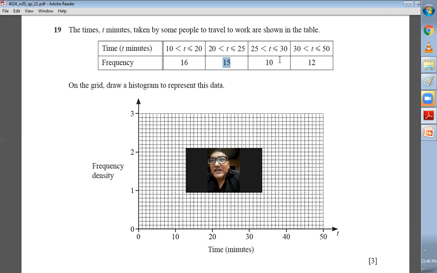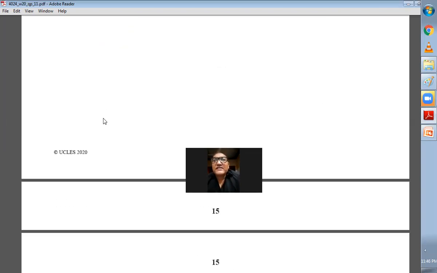So for example, here the class width is 5, the frequency is 10. So frequency divided by class width, 10 divided by 5, that is 2. The frequency density will be 2. So in the same way, you can do this calculation. So on the grid, draw a histogram to represent this data.